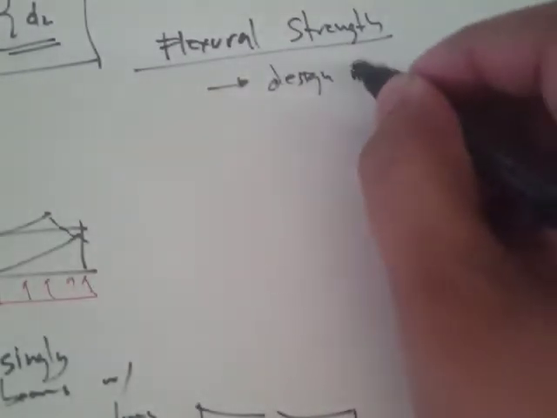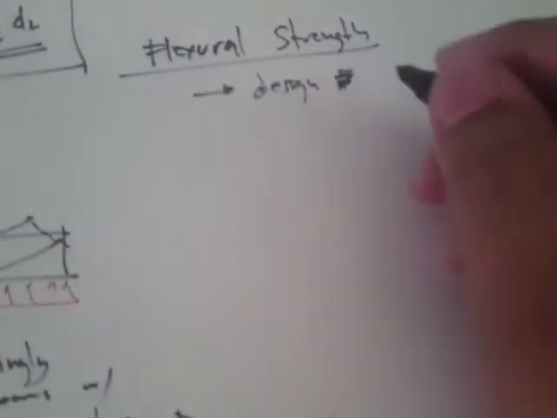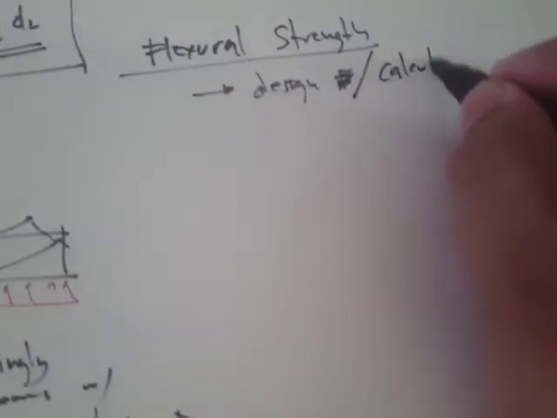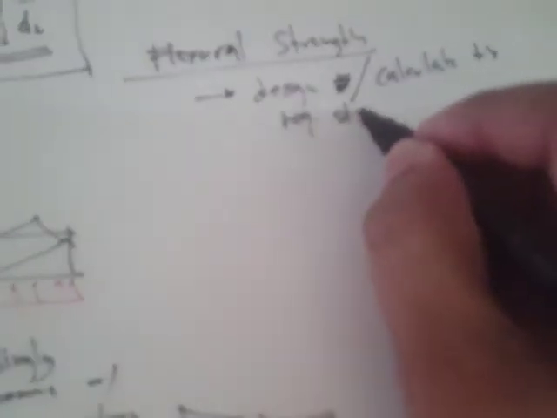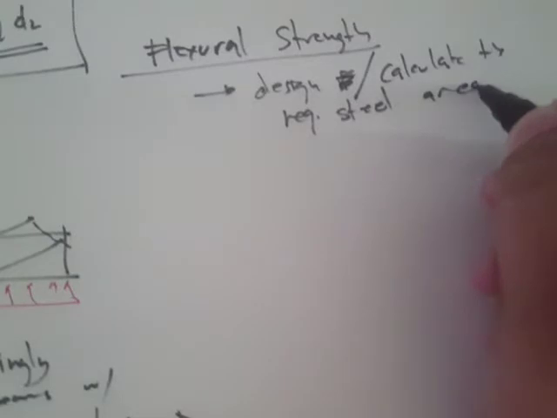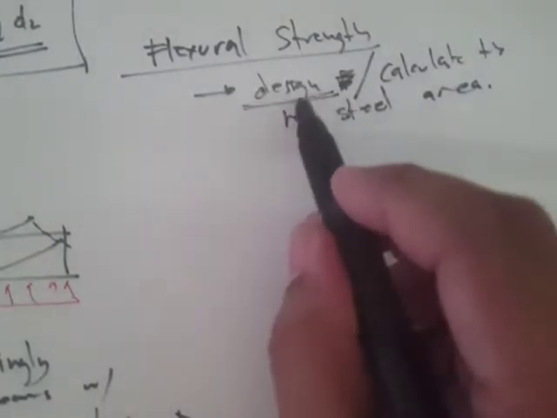Okay, so again, as I have mentioned, the flexural strength we can relate to the design, or we can say calculate the required steel area. Since it's a design, given the loads, what's going to be the steel area? Okay, so how do we compute that?